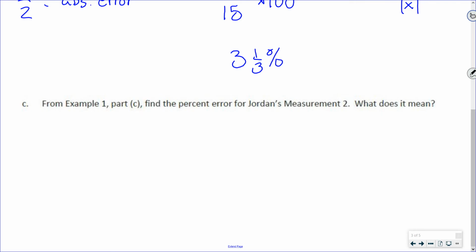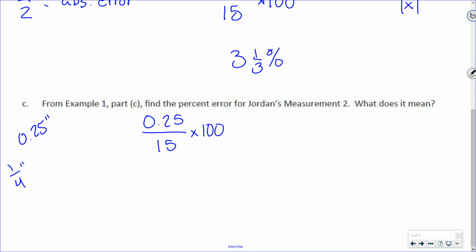All right, so part C. Find the percent error for Jordan's measurement 2. What does it mean? All right, so Jordan's measurement for part 2, according to example 1, was 0.25 inches, or 1/4 inches. So that's his absolute error. So that's what we're going to be using in the numerator. 0.25 divided by 15 times 100.